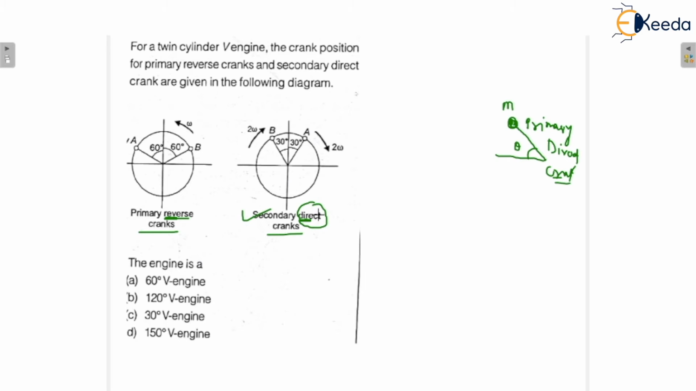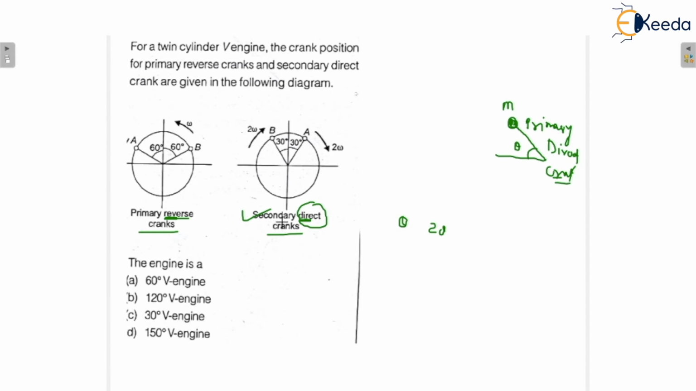We know the difference between primary direct and secondary direct: the angle is 2 theta in case of the secondary direct crank. If you use the primary reverse crank, you have to change the direction of rotation, so it may be a little bit complicated. If you want to use that diagram, you can use it. But I'm using the second diagram because here I just have to change the magnitude of the angle only. The directions I will not have to change in case of a direct crank.